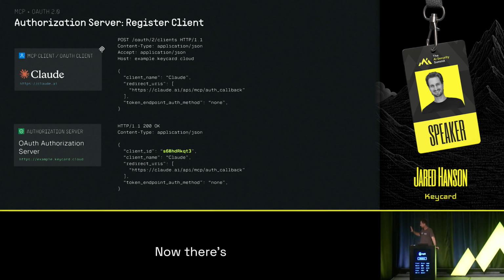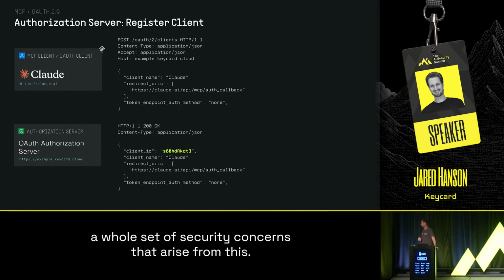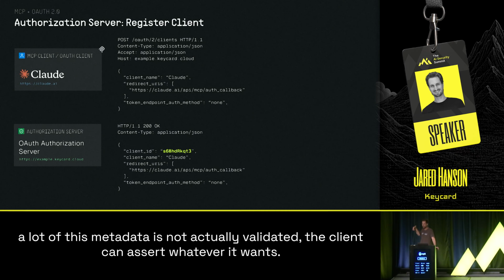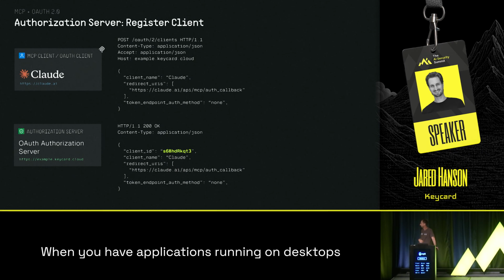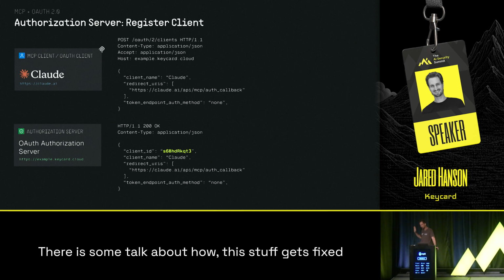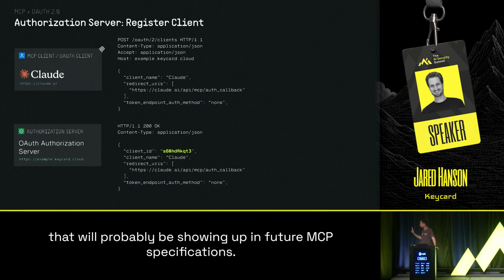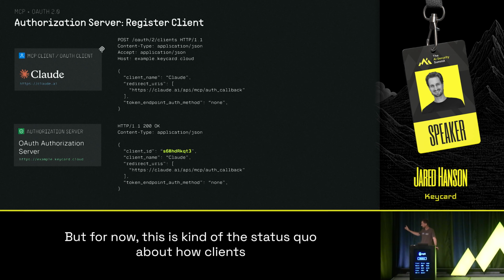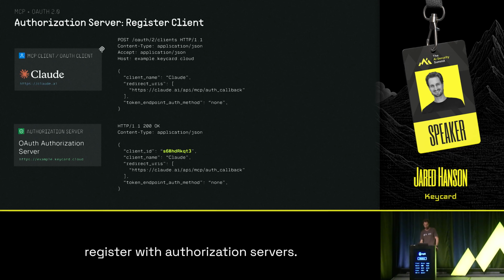Now, there's a whole set of security concerns that arise from this. In particular, a lot of this metadata is not actually validated. The client can assert whatever it wants. When you have applications running on desktops that use localhost style callback URLs, it's very hard to verify these things. There is some talk about how this stuff gets fixed, and that will probably be showing up in future MCP specifications. But for now, this is the status quo about how clients register with authorization servers.